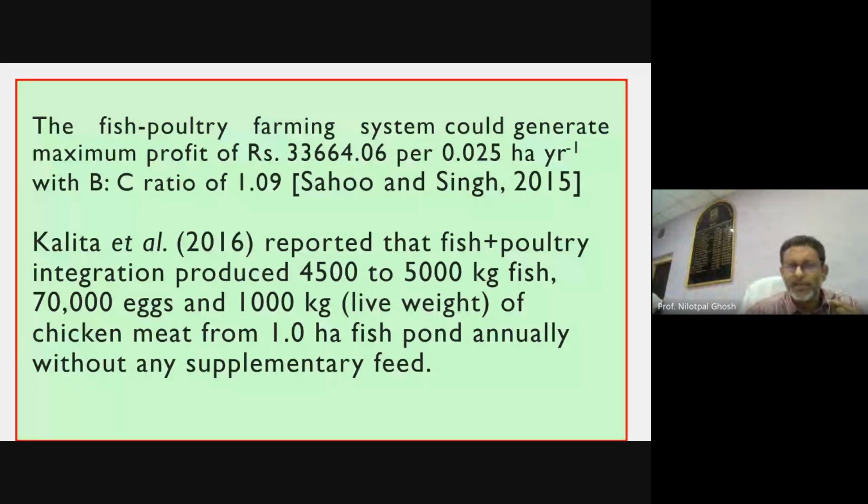So 1 hectare pond, instead of practicing only fish, we can integrate with the poultry. So there is egg production, there is meat production from the live bird, as well as the fish production is increased without much investment in the fish feed.